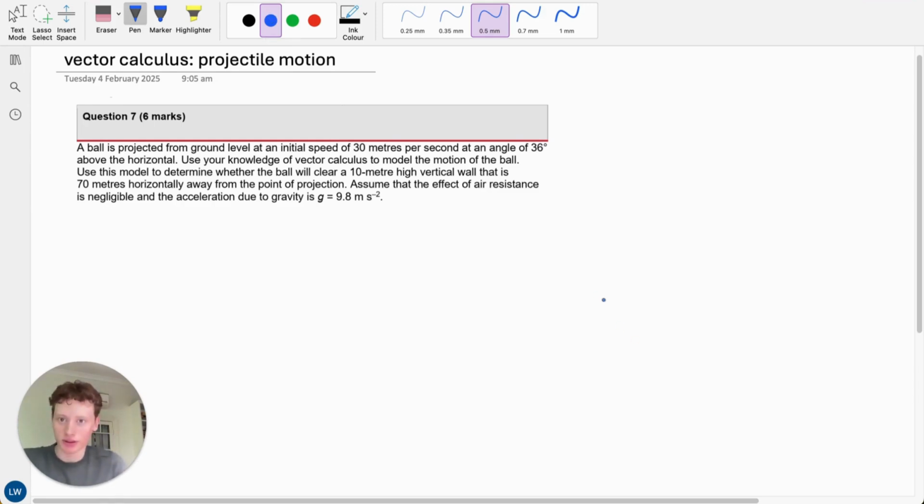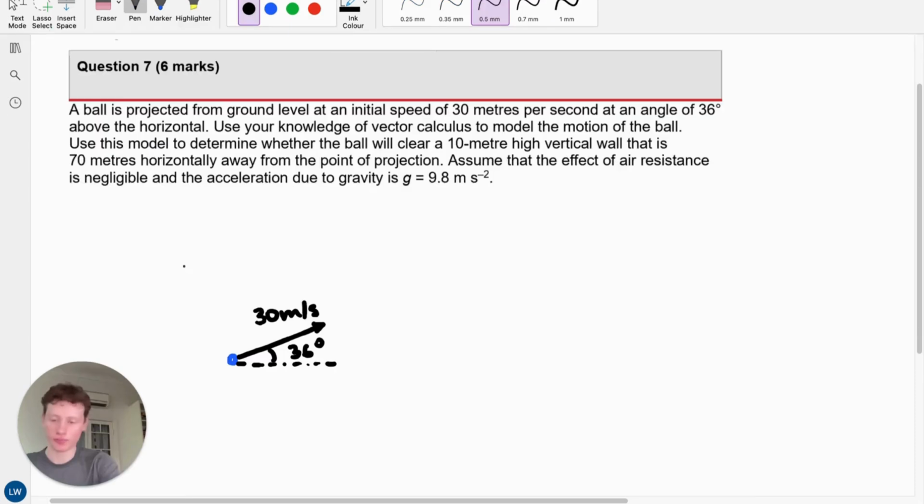Right, so great question. The first thing I'd like to think about with something like this is just drawing a diagram. So I'll do that now. All right, so great question. The first starting point I'd look for here is drawing a little diagram.